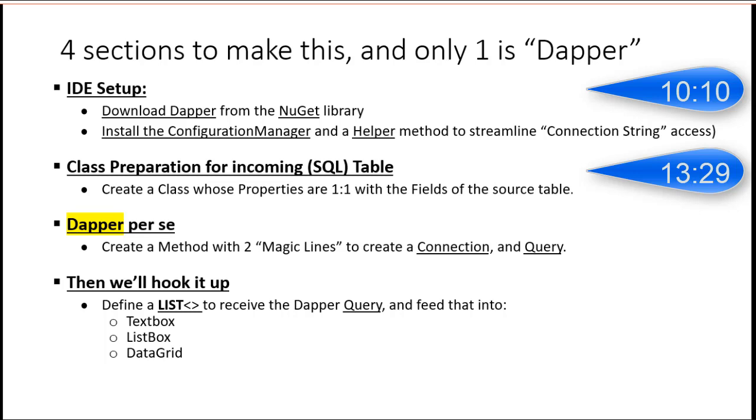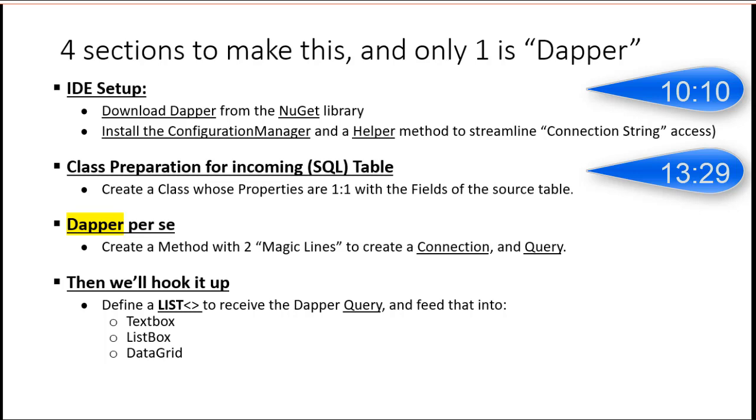So if we're going to ask Dapper to go out and get us a list of fields and values from a table called customer master, it would be nice if we had a class, which will be instantiated as objects, that has properties for company name, company address, company street, etc., to match the data table's company name, company address, etc.